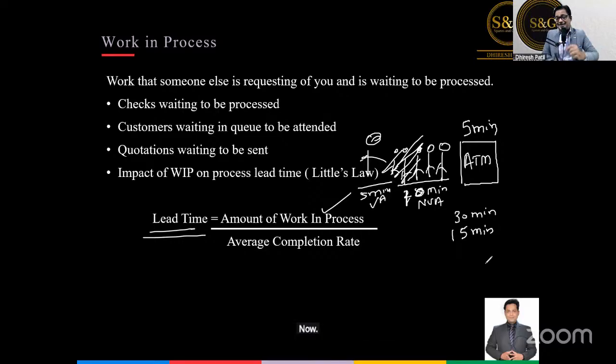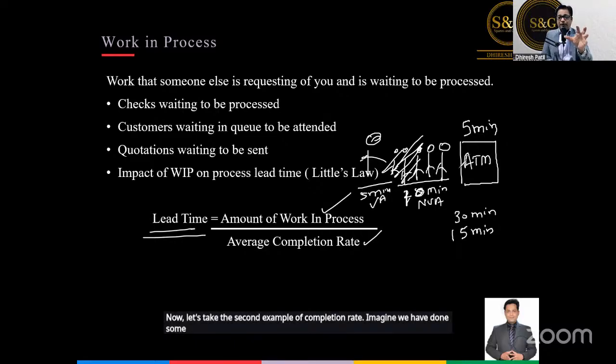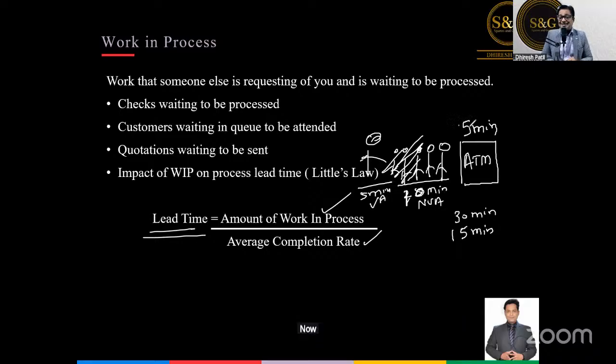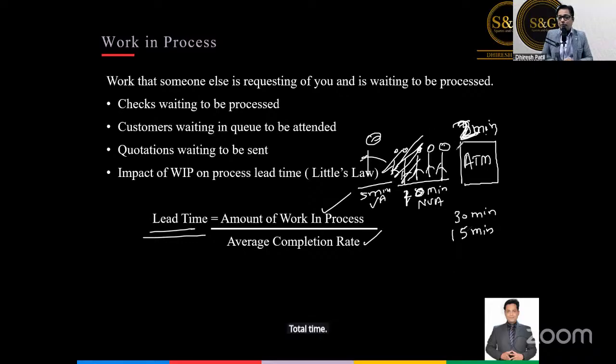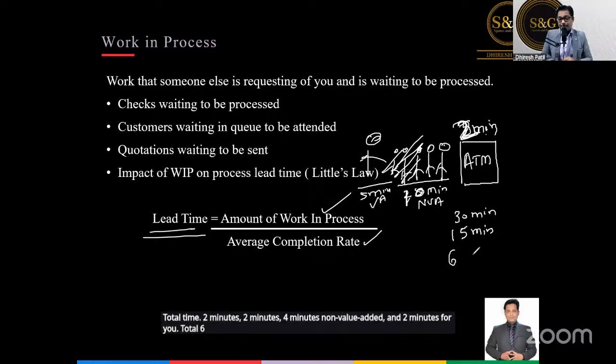Now let's take the second example of completion rate. Imagine we have done some technological modification. We have automated the ATM machine. Earlier it was 2G speed, now we have increased the speed to 5G internet. Now the machine has started dispensing in 2 minutes. Now the same scenario, 2 people in the queue. Every person is taking 2 minutes. How much time will you take? Total time: 2 minutes, 2 minutes, 4 minutes non-value added and 2 minutes for you. Total 6 minutes.